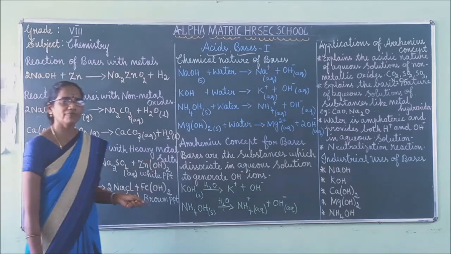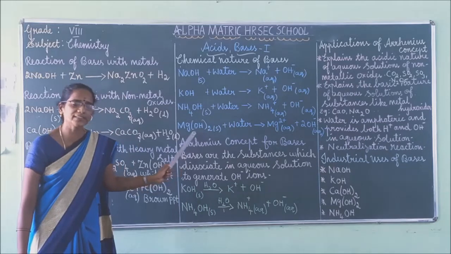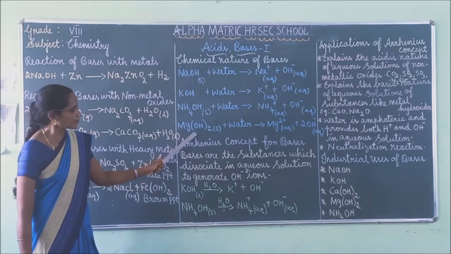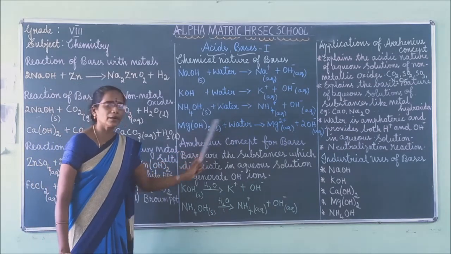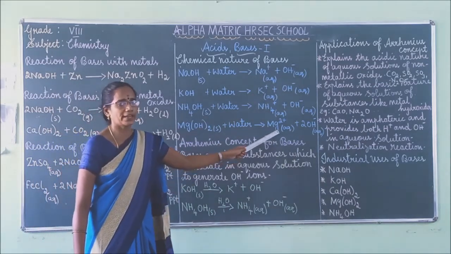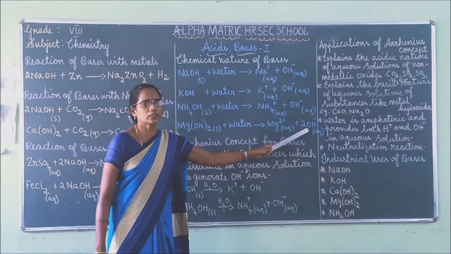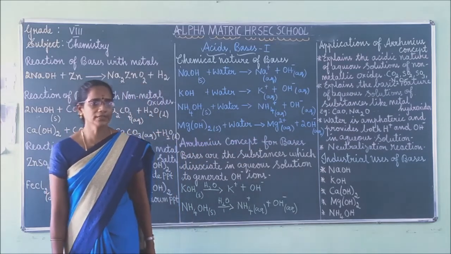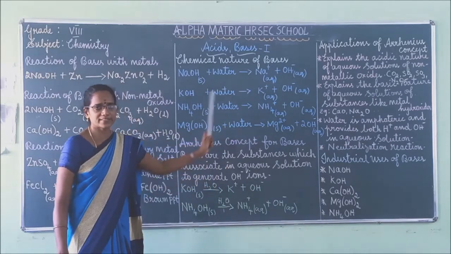The formula of magnesium hydroxide is Mg(OH)2. It is a salt. It is in the solid form. So this magnesium hydroxide on treating with water, they combine to form magnesium ion, Mg2+, plus 2 hydroxyl groups, 2 OH- ions will form. Got it? So these are some of the chemical nature of bases.